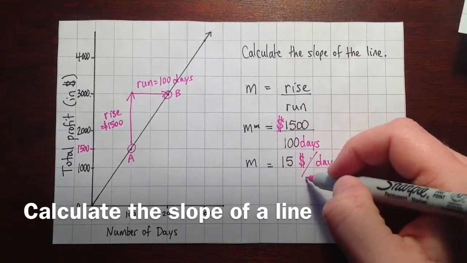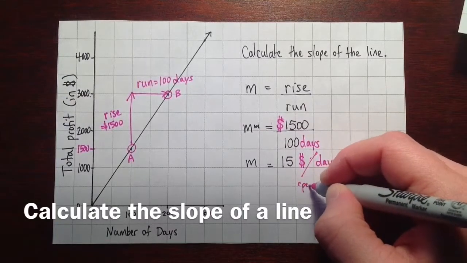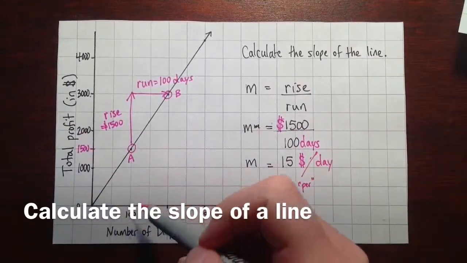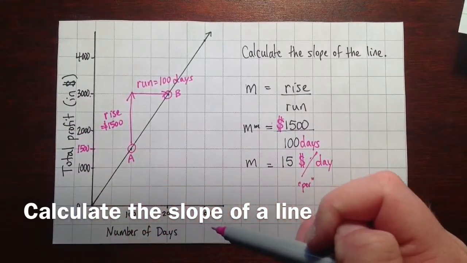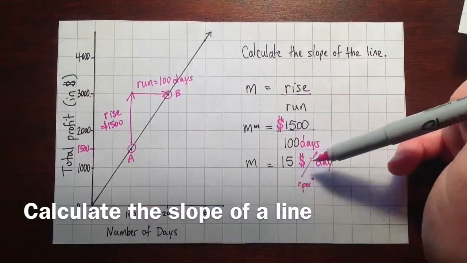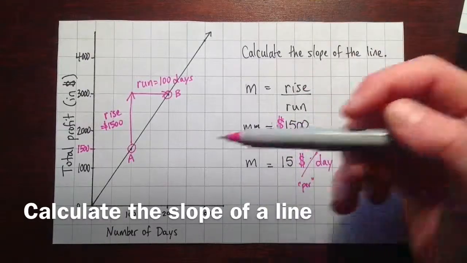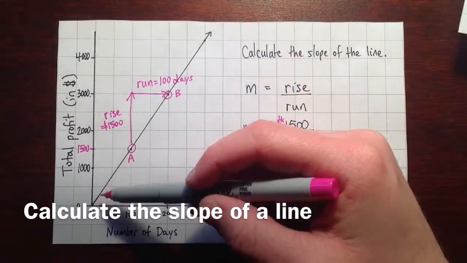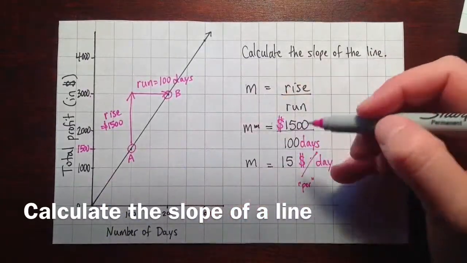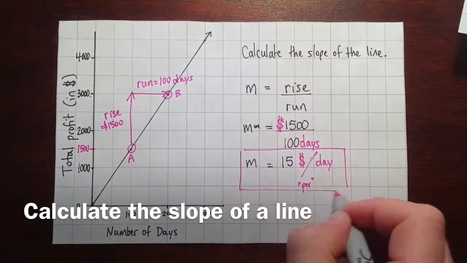We can read this division line as per. So this tells me in this context, without knowing anything else, we don't know who this is, we don't know how they're making money, but we know that they're making $15 per day. So the slope here is 15, and what it tells us is every time the day goes up by 1, the profit goes up by 15. The slope tells us that they're making $15 per day.